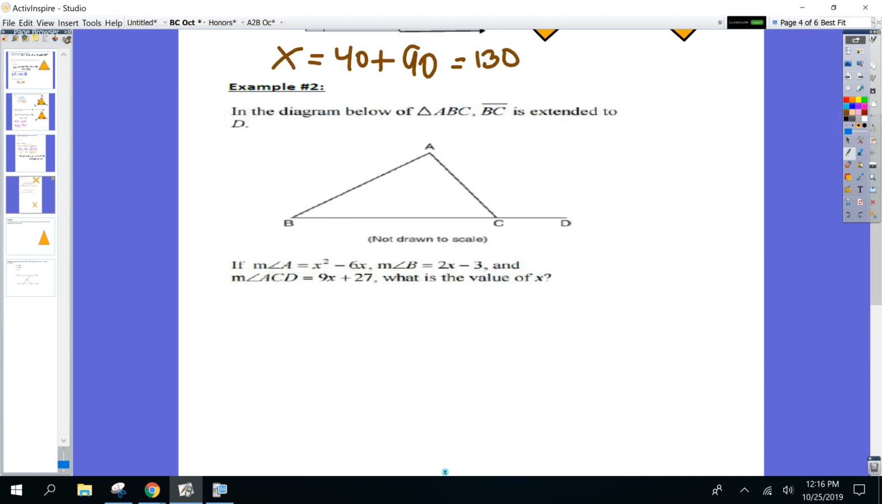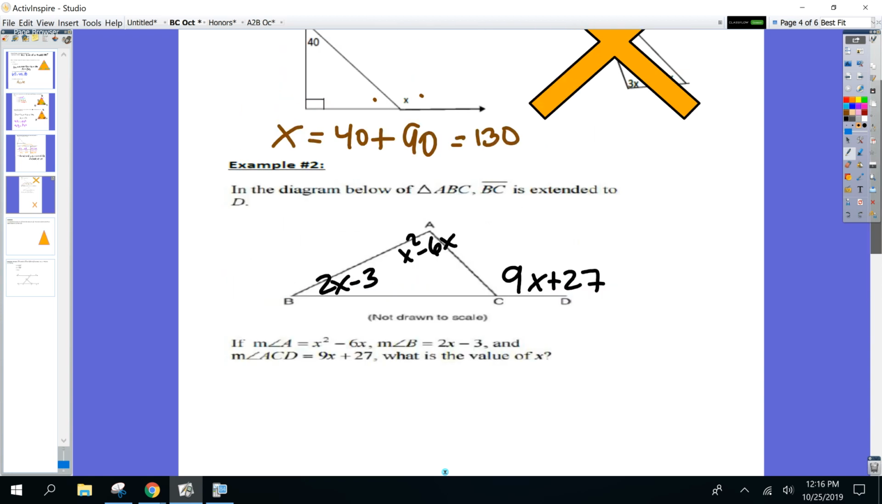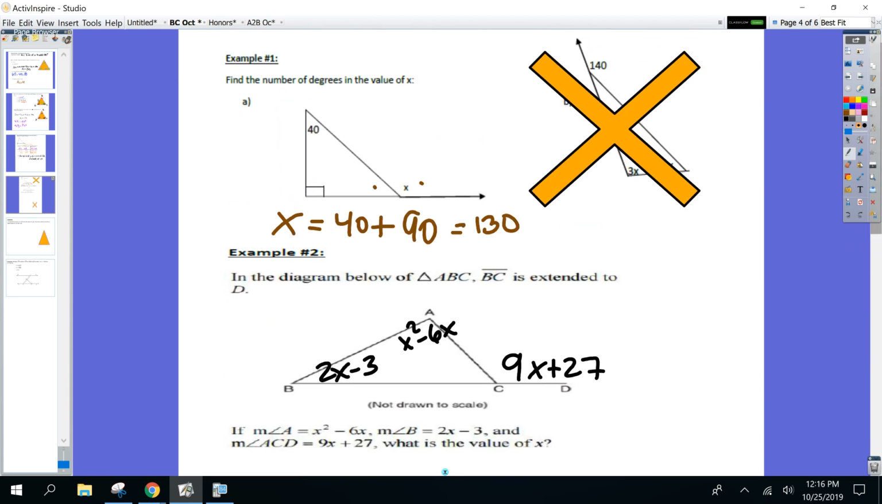Angle A, x squared minus 6x. How many of you now are sweating because you're nervous? X squared, huh? Woo! Angle B, 2x minus 3. And ACD, please locate that angle. Where's that angle? It's an exterior, yes. All right, that's why you can't pull what some of you maybe wanted to do up here and go 180 minus this, minus this. You can't do that here.